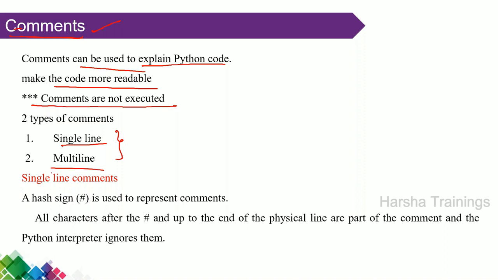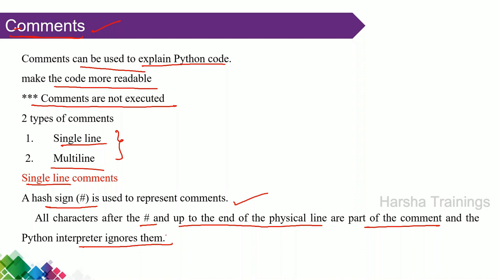This is normal code. Generally, we are writing normal code. Whenever a comment occurs, the comment starts with the hash sign. So the hash sign is used to represent comments. All the characters after the hash, and remember this is single line, up to the end of the physical line are part of the comment and the Python interpreter ignores them.